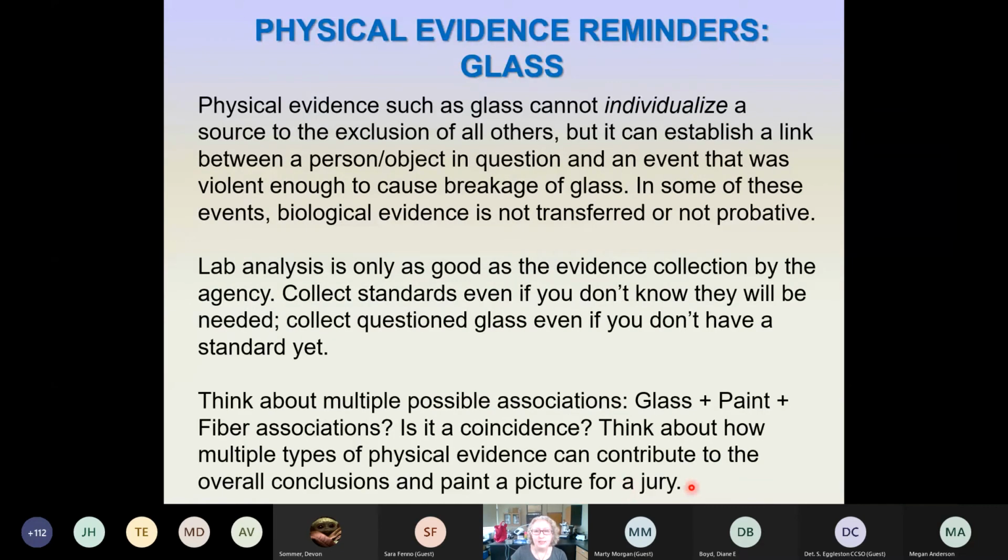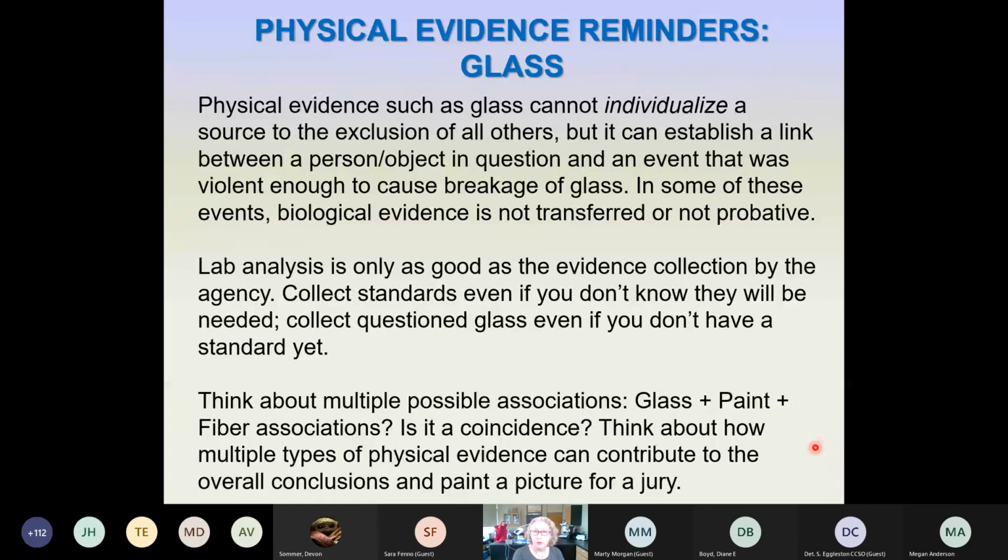So just a few last reminders before we wrap up and see if there's any more questions. With physical evidence such as glass, we are not going to be able to individualize a source to the exclusion of all others, but we can establish a physical link between a person or object in question and an event that was violent enough to cause breakage of glass.